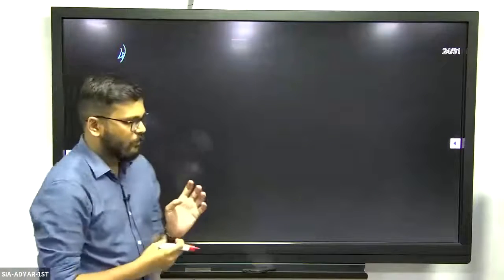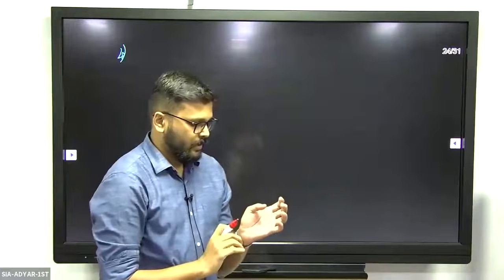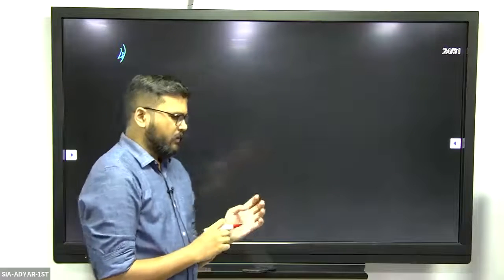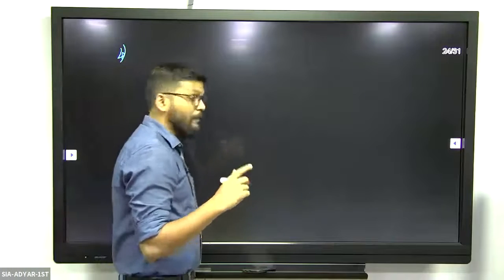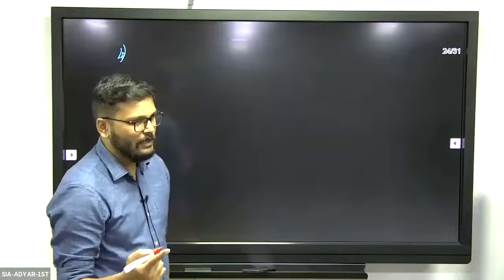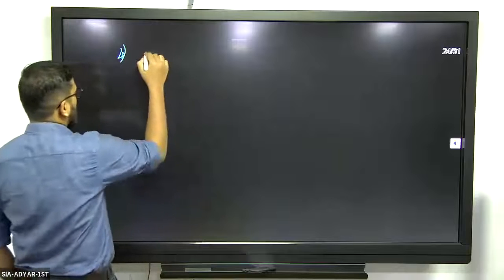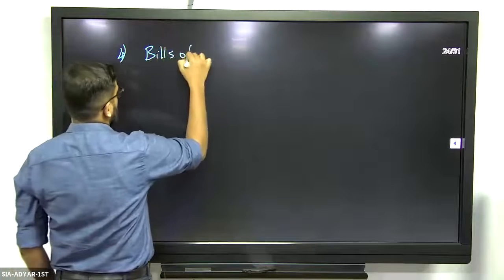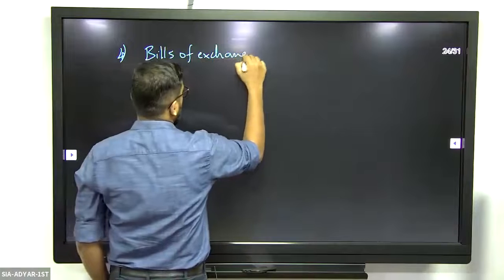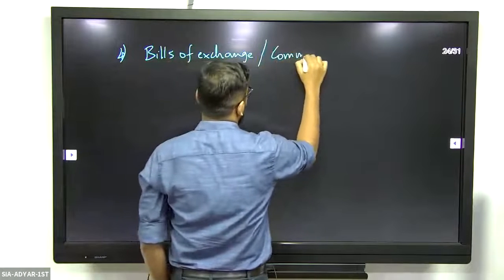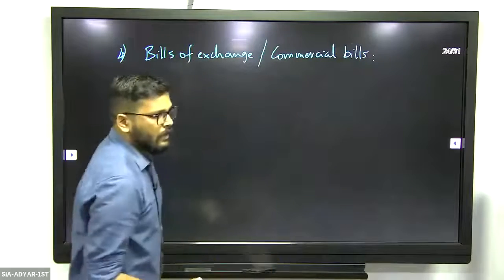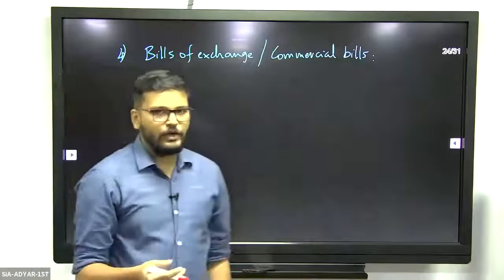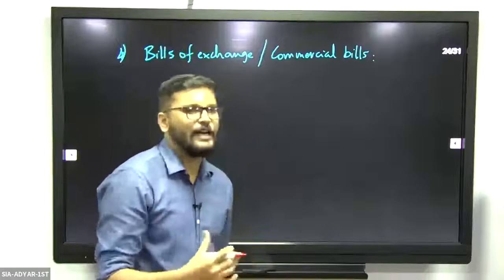Fourth, there is something we have again come across while learning a concept called bank rate. We had come across a term called bank rate. While learning about that, we came across something called bills of exchange or commercial bills. These are a different kind. We are not going to classify it based on risk or anything. These are a different kind of instrument.